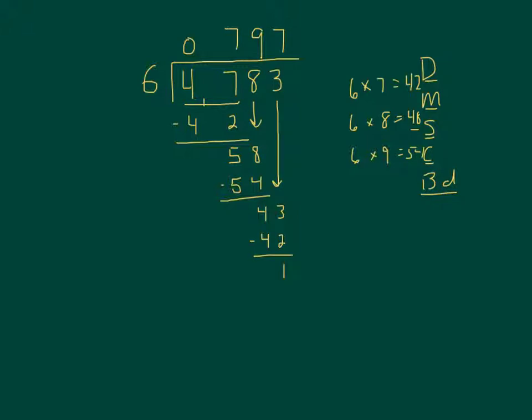Subtract. 43 minus 42 is 1. Compare. 1 is less than 6. There's no more digits over here to bring down. So again, we're left with this one left over and won't make another whole group of 6. And so that is going to be our remainder. 4,783 divided by 6 equals 797, remainder 1.